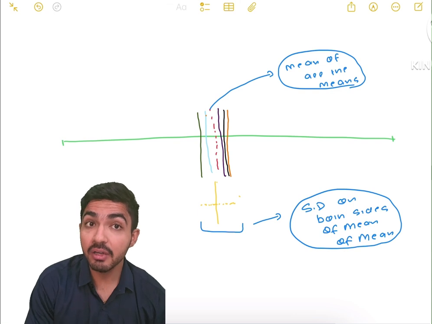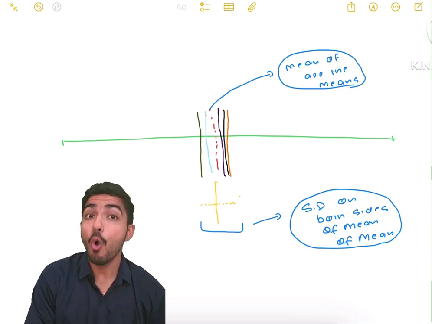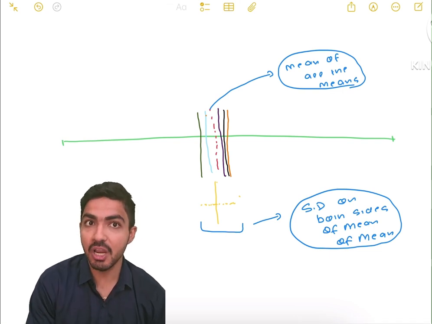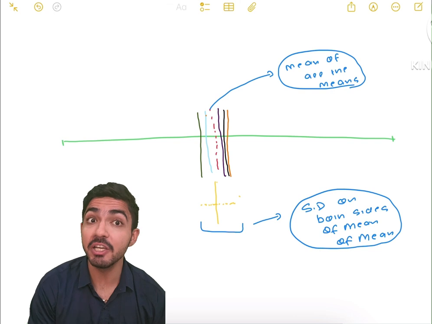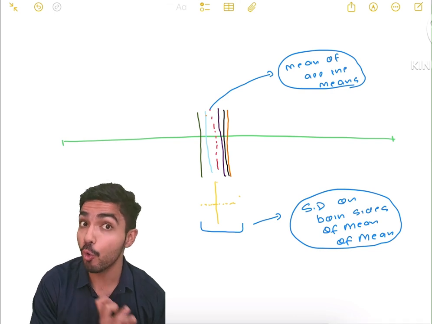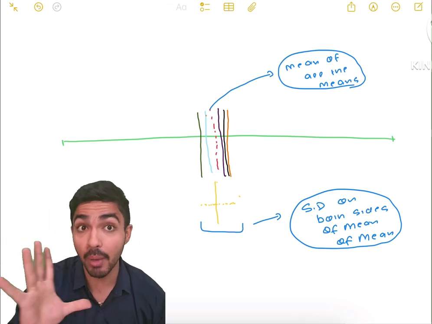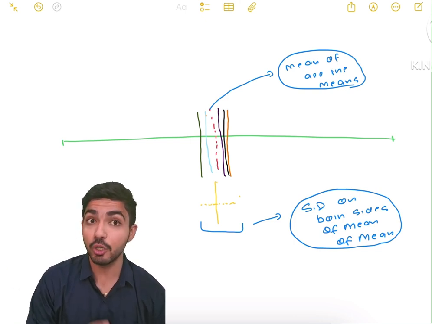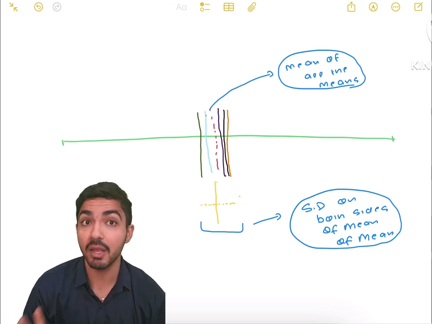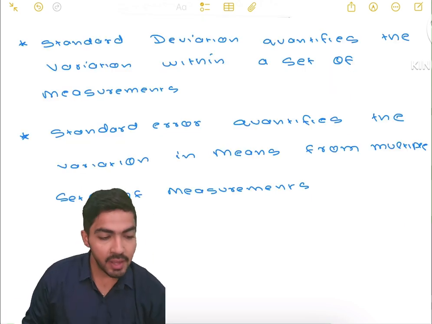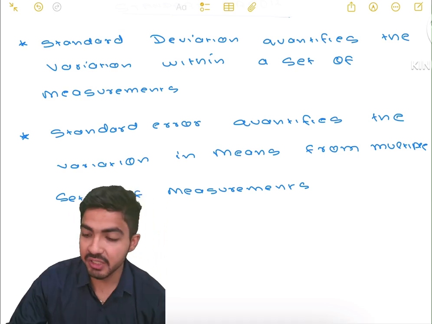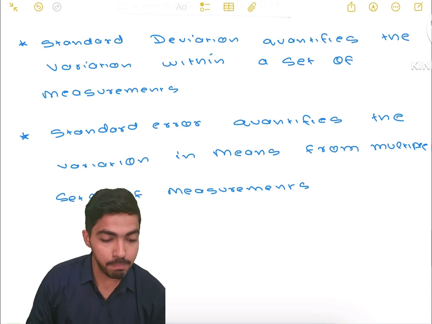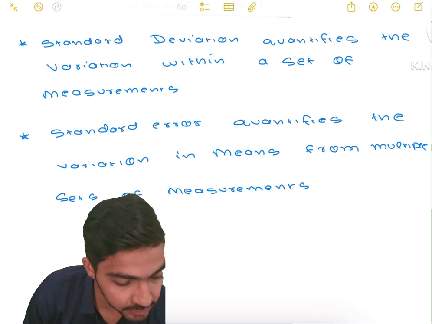So standard error is the standard deviation of means around the central mean, and central mean means mean of all the means of observation. This sounds somewhat tricky, but give a pause and try to understand. You will definitely understand what I am telling you. So standard deviation quantifies the variation within a set of measurements, and standard error quantifies the variation in means from multiple sets of measurements.